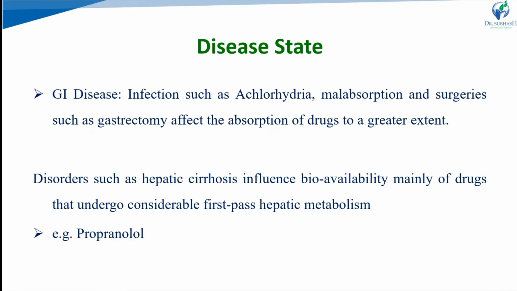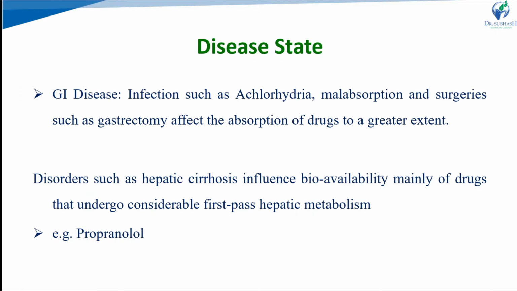Disease: how does disease affect the rate of absorption? There are GI diseases, CVS diseases, and hepatic diseases. Let us see some examples. In GI disease, infections such as achlorhydria, malabsorption, and some surgeries like gastrectomy affect the absorption of drugs to a greater extent.